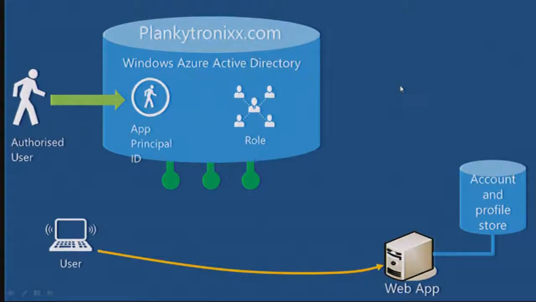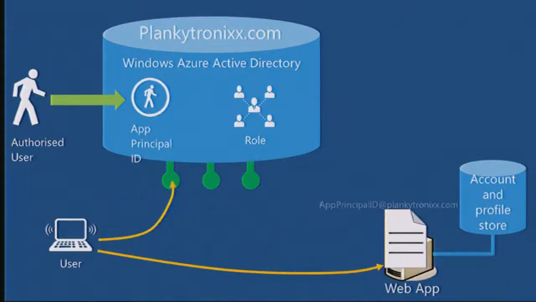So this is how the system works. The user creates this thing called an app principal ID, or it's a service principal, which contains a thing called the app principal ID. And then, that's a one-time setup. And from then, the user will connect to the web application. The web application will have some federation technology on it, which will redirect it to the login point at Windows Azure Active Directory. The user will then authenticate, and they will get a token.